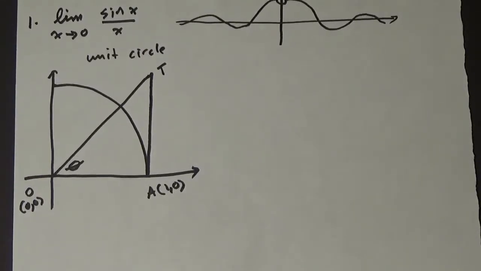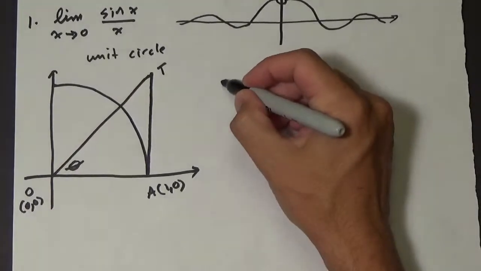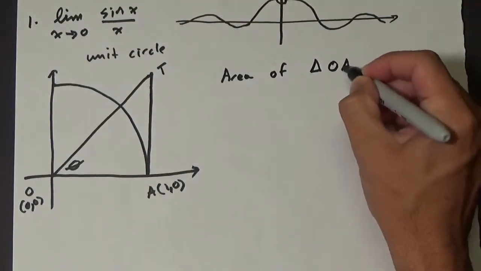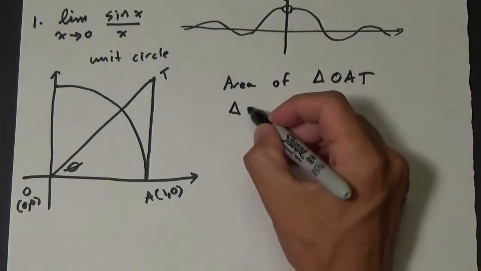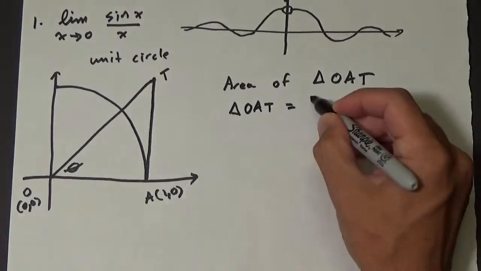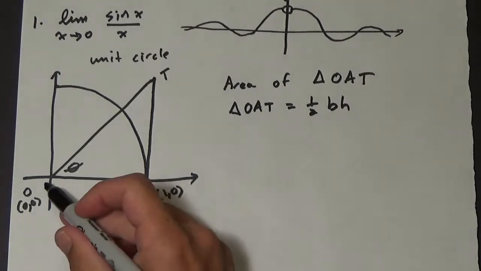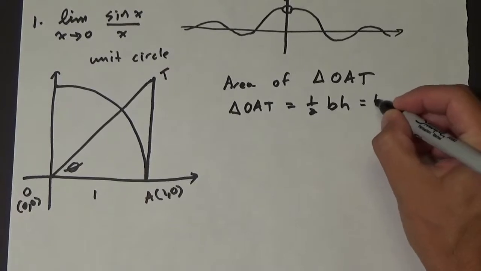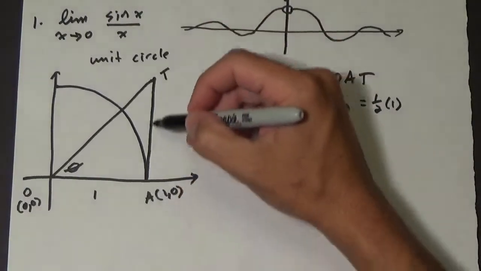So let's first go ahead and figure out what is the area of this triangle. So what is the area of triangle OAT? Well, we know that the area of a triangle is 1/2 the base times the height. Well, the base of this is 1, so that's easy enough. 1/2 times 1. Now we need the height of this.